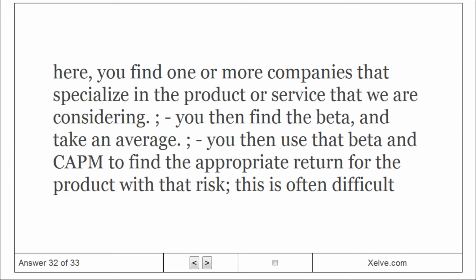Here, you find one or more companies that specialize in the product or service that we are considering. You then find the beta, and take an average. You then use that beta and CAPM to find the appropriate return for the product with that risk. This is often difficult.